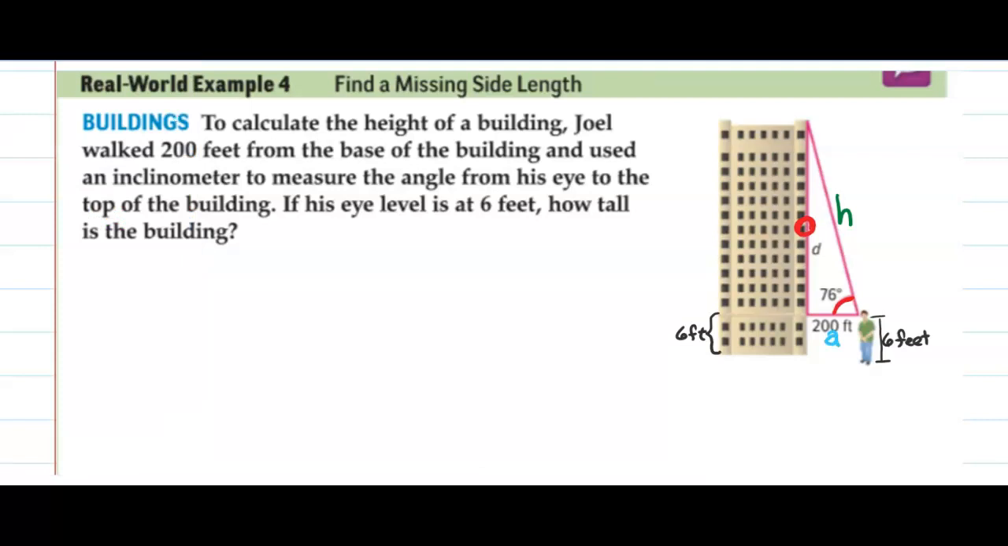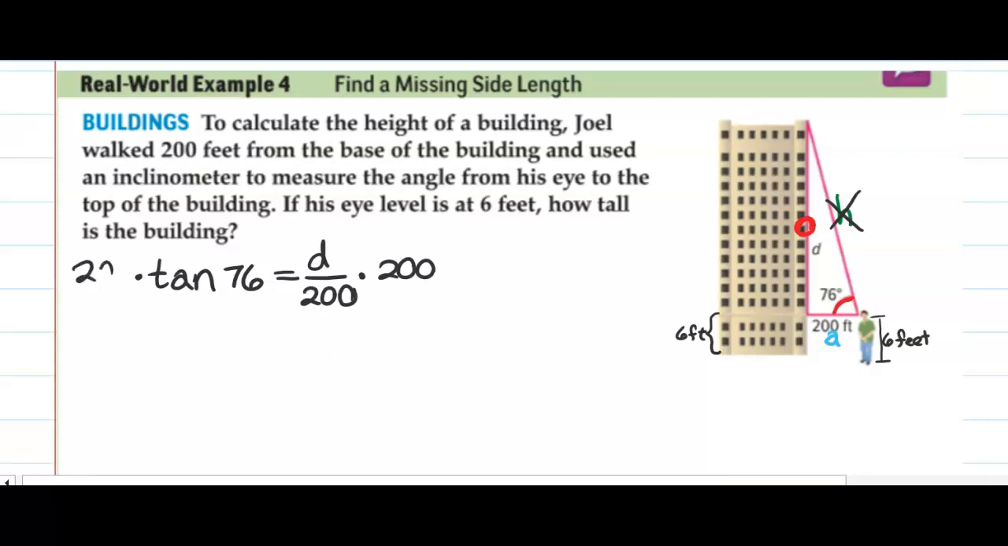Again, looking at this triangle, we want to know what the opposite side is. That's the D height of the building. We know what A is. It's 200 feet. That's how far Joel is away from the building. But we don't care about the hypotenuse, so you could erase it. Now we're trying to find a trig ratio that connects O and A. That would be tangent. Tangent of the angle, 76, is the side opposite that angle over the side adjacent to that angle. And again, solving by multiplying by 200 on both sides.